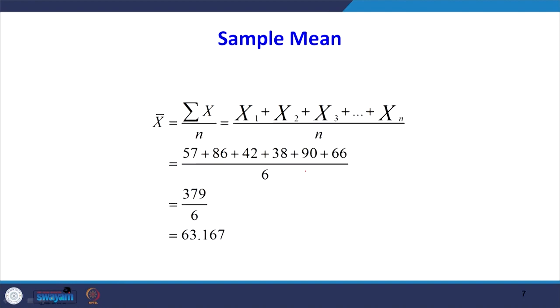Next one is the sample mean. Make sure you note the difference here: previously for the population mean we used mu, for the sample mean we are using x bar. X bar is sigma x by n, x1 plus x2 plus x3 divided by n. For example, 6 elements are there: 57, 86, 42, 38, 90, 66. Divided by 6, the mean is 63.167.